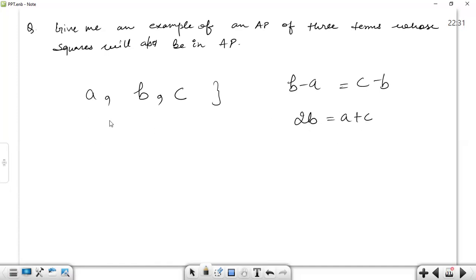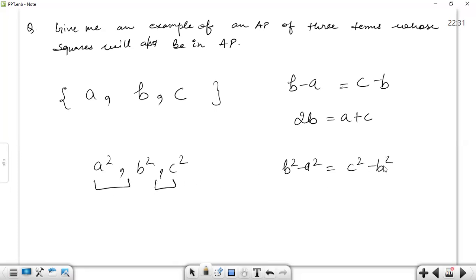Now, according to the given question, A square, B square, and C square should also be in AP. So B square minus A square should be equal to C square minus B square. The difference between these two and the difference between these two has to be equal. So 2B square has to be equal to A square plus C square. Now you have to find 3 numbers A, B, C which satisfy both of these two conditions. Can you think of any?